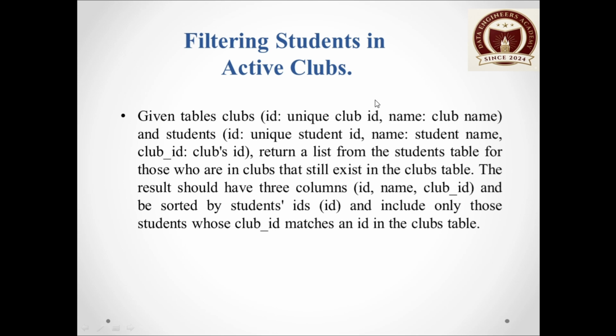In today's video, we are given two tables, clubs and students. Our task is to find the students who belong to clubs that still exist in the clubs table. The output should include only the matching student records in the correct order as required. Now, let's understand the sample data and solve the problem step by step.